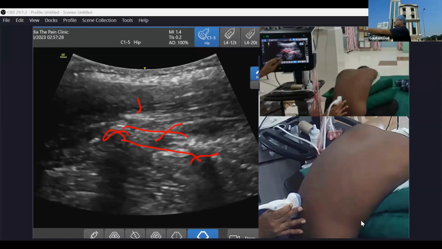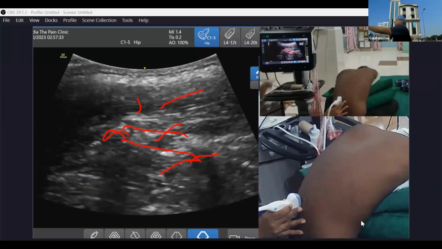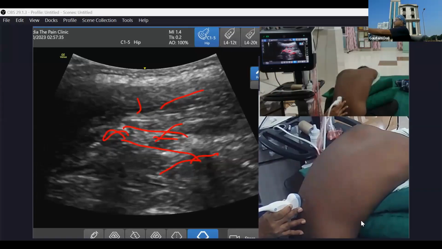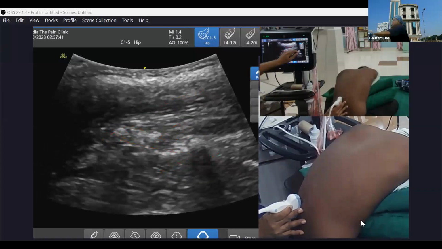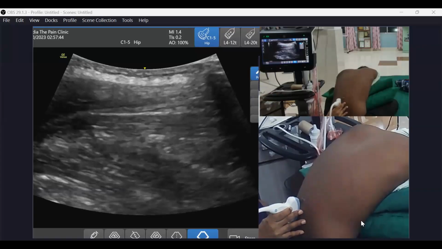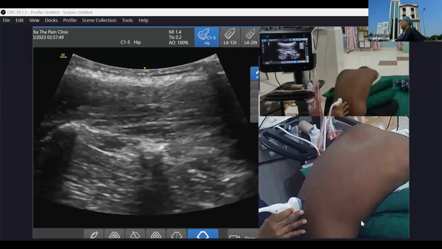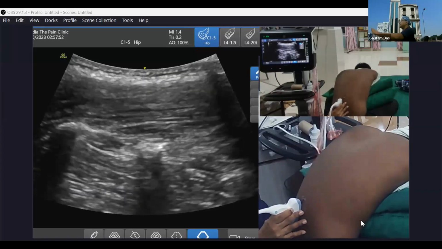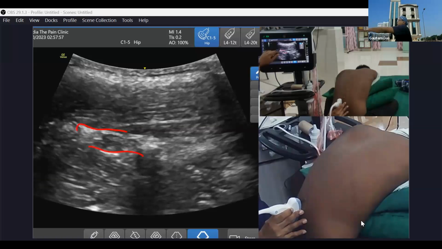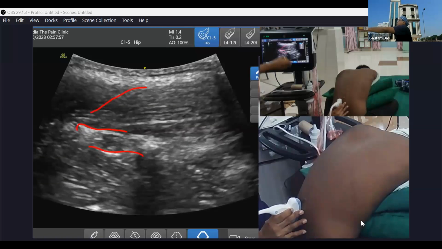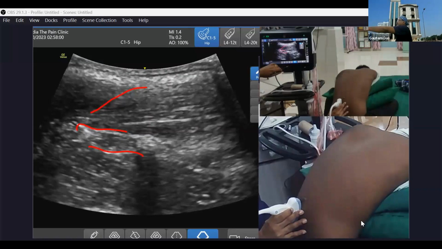And below that is a muscle. This is your psoas muscle. So above is your erector spinae, in between is your intertransverse complex, and below the intertransverse complex is your psoas muscle. Is it clear to everybody? Yes. Transverse process view. I was seeing the two hyperechoic lines of the intertransverse tissue complex. Above that is your erector spinae, and below is your psoas.